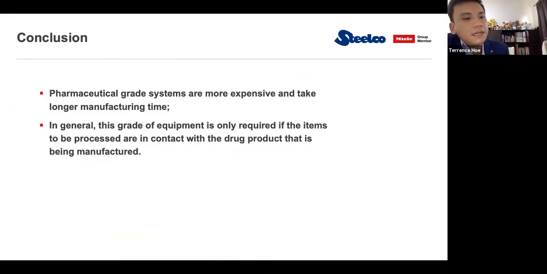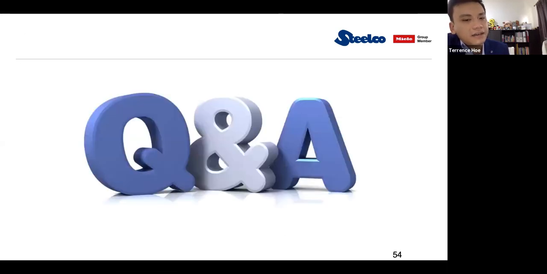This is an example. In conclusion, pharmaceutical grade systems are more expensive and take longer manufacturing time. This grade of equipment is only required if the item is to be processed in contact with the drug product that is being manufactured. So this higher grade is required if the item is processed in contact with the drug product itself.